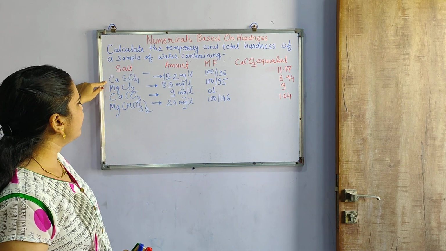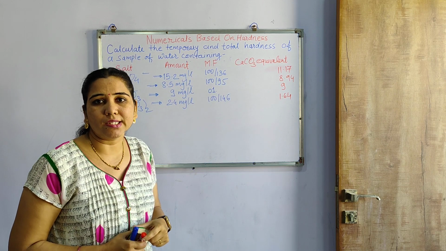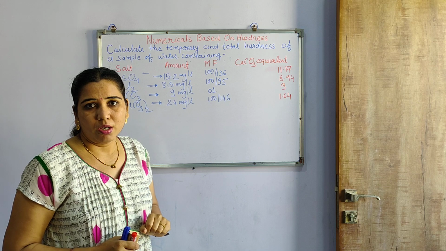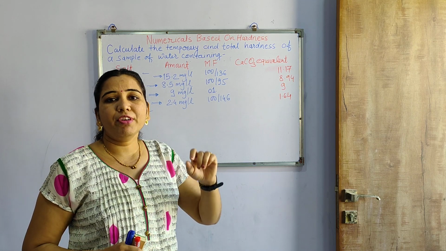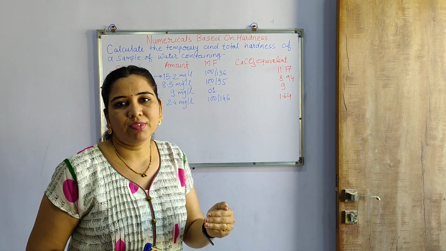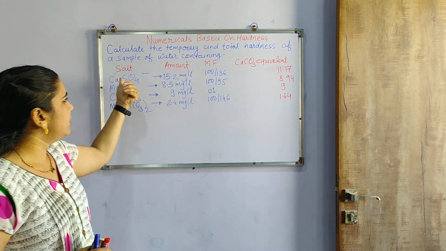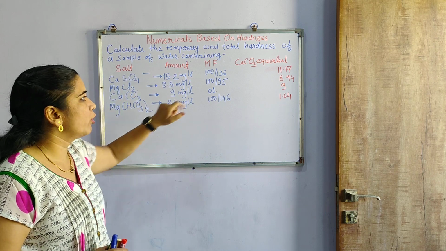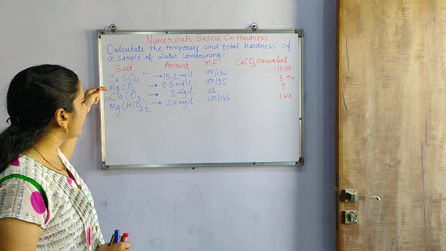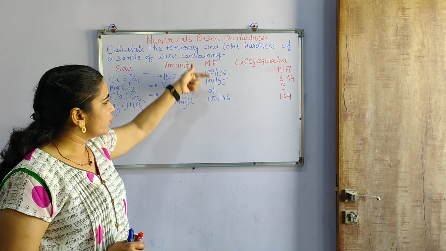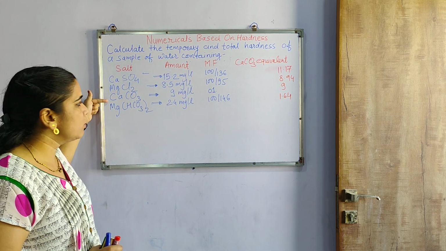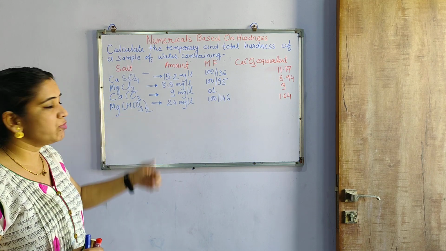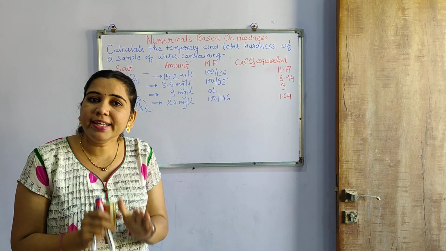Now the multiplication factor of CaSO4 is 100 upon 136, because 136 is the molecular weight of CaSO4, right? Or we can say equivalent weight into 2 is the molecular weight. So 100 upon 136 is the multiplication factor for CaSO4, 100 upon 95 is the multiplication factor for MgCl2, 1 is the multiplication factor of CaCO3, then 100 upon 146 is the multiplication factor for Mg(HCO3)2. In this way we have already calculated it.